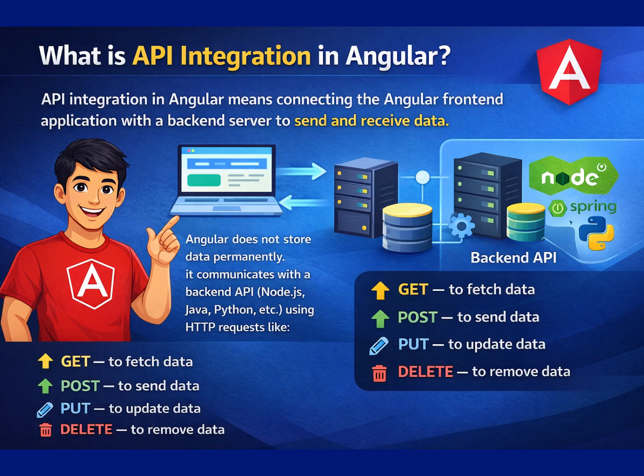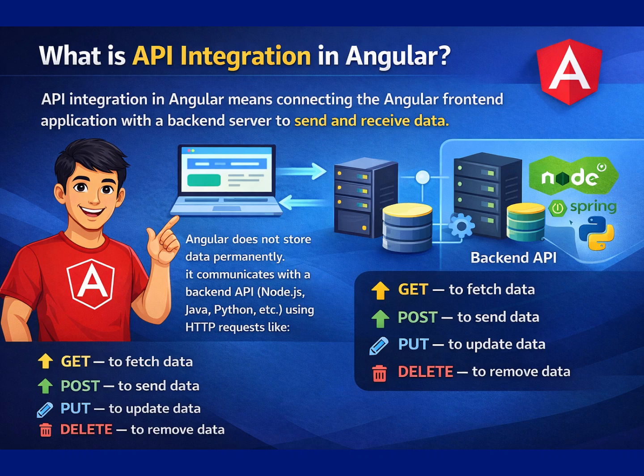What is API integration in Angular? API integration in Angular means connecting the Angular front-end application with a back-end server to send and receive data. Angular does not store data permanently. It communicates with a back-end API, Node.js, Java, Python, etc., using HTTP requests like GET to fetch data, POST to send data, PUT to update data, DELETE to remove data.